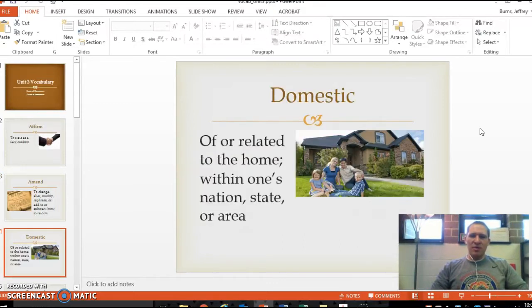All right, third word going down, we have domestic. And domestic meaning related to the home. It could also mean related to the nation, state, or area. So here, domestic policy means policy within the United States borders. Also, you might hear domestic tranquility when we talk about the preamble, so peace within our country.